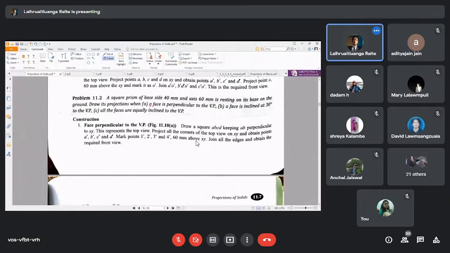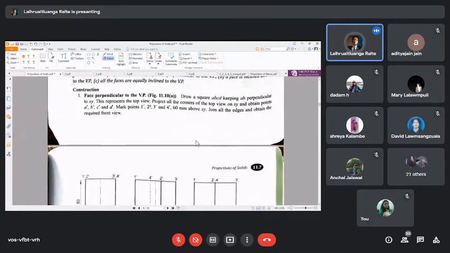So when a face is perpendicular to the VP, it means that, so now when we talk of solids, we have different terminologies. When we say a side of a base, that means we are talking about one of the edges of that base. When we talk about the face, okay, the side of a base is a line.